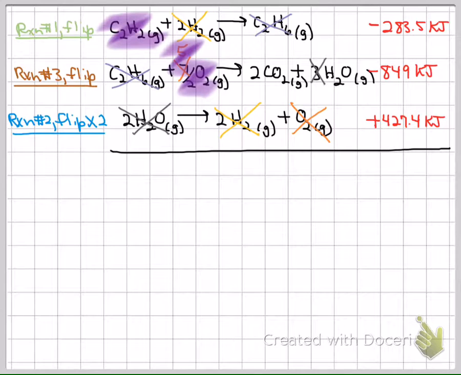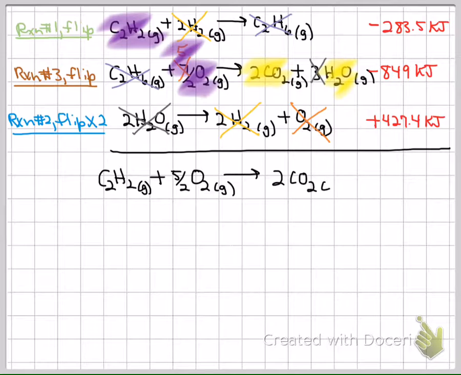So on the reactant side, I have the C2H2 surviving and the 5/2 oxygens. And as products, I've got the CO2 and the water. Let's bring those down and see if my result matches up. There are my 2 reactants, which do match my target. And there are the two products also matching my target perfectly.